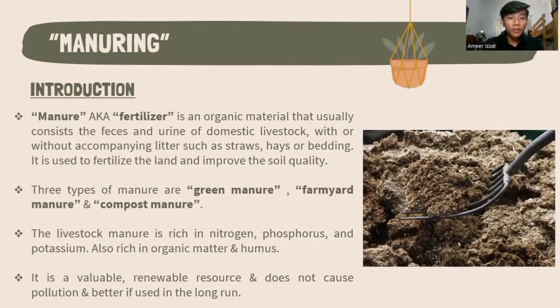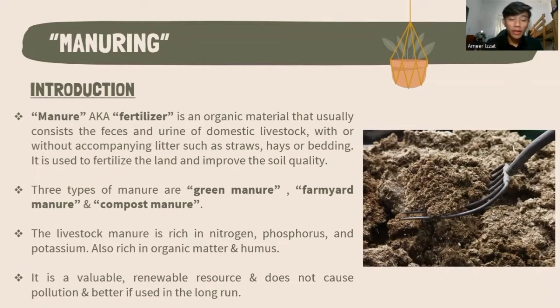Manuring or manure, also known as fertilizer, is an organic material that usually consists of the feces and urine of domestic livestock, with or without accompanying litter such as straws, hay, or bedding. It is used to fertilize the land and improve the soil quality. There are three types of manure, which are green manure, farmyard manure, and compost manure.